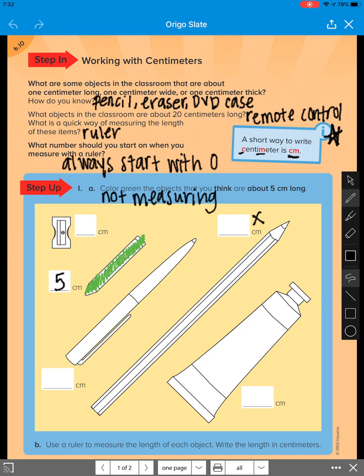Then on B, it says use a ruler to measure the length of each object. Write the length in centimeters. So if I go back and I take a look and this 5 centimeters is wrong for the crown, I'm going to just go and erase and then I'll try again, and then I'll measure. Okay, if you don't have a ruler, then you don't have to do this part. So this part is with a ruler.